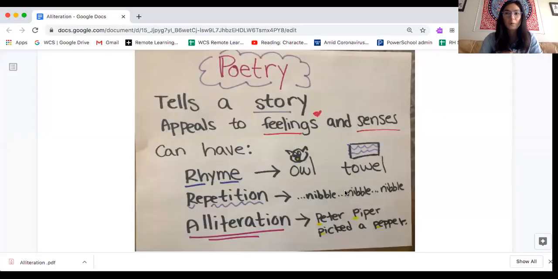Hi readers, it's Miss Sarah here, and today we're going to continue talking all about poetry. So yesterday we started talking about some of the elements that make poems what they are.